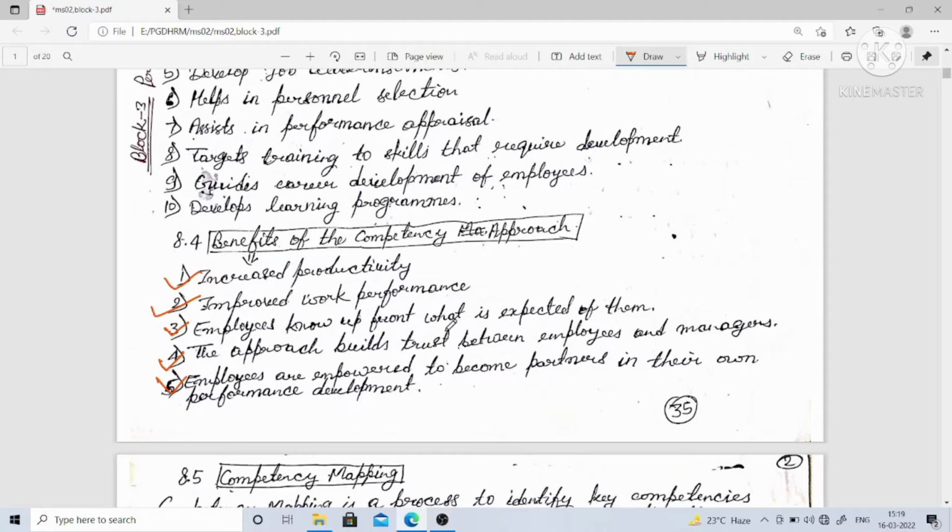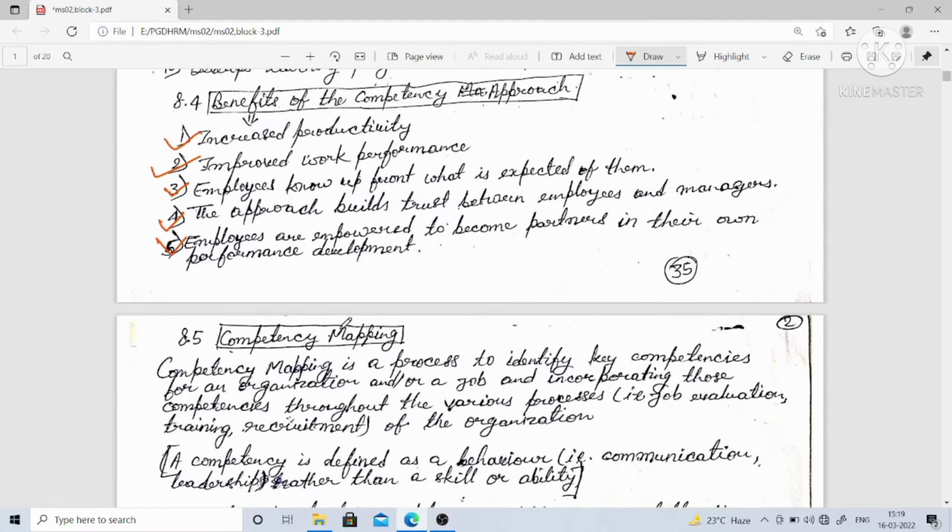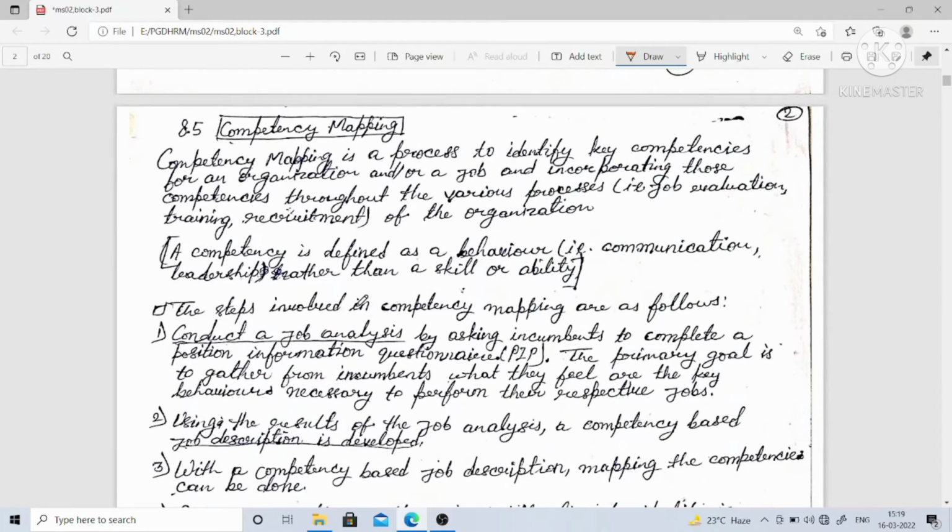Okay, now the next topic given here, competency mapping. Competency mapping is a process to identify key competencies for an organization or a job. It means identifying what different kinds of competencies are required for the organization or for a job, and incorporating those competencies throughout the various processes of the organization.